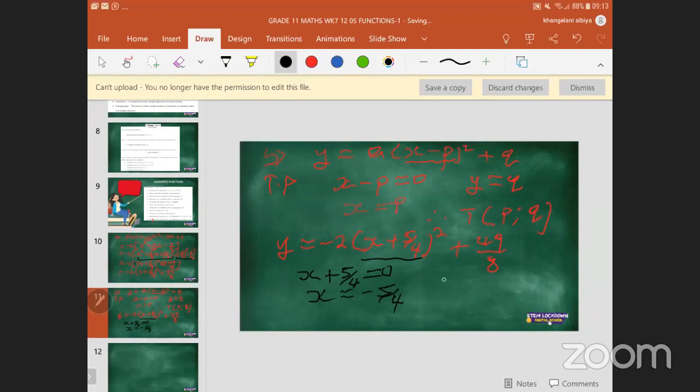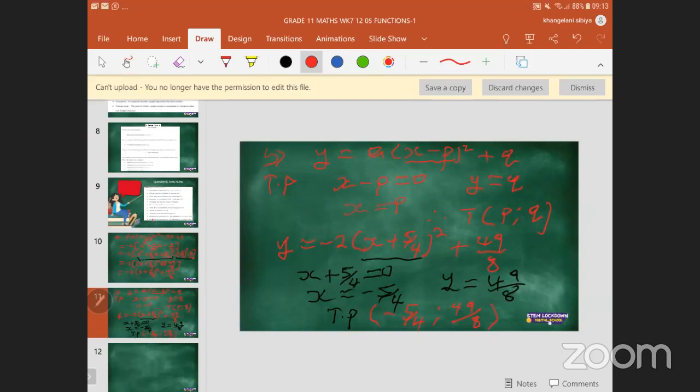All right, but you take Y as it is, so this will be 49/8, which means our turning point here is given by negative 5/4. Let me rewrite that 5 here so it will be clear for you. This is negative 5/4 and 49/8. That's as simple as that.